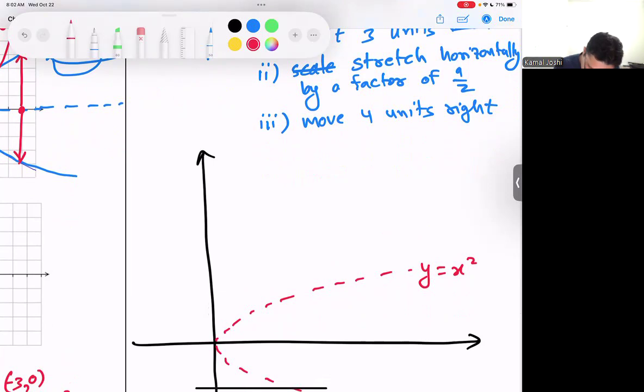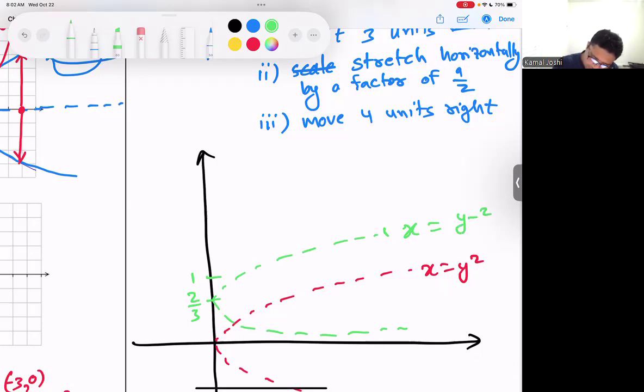So in the first step, let's say this is 2/3, and here almost would be 1. So first you moved 2/3 units up, and that graph is not y equals x square, sorry. It was x equals y square here. So this graph would be x equals y minus 2/3 squared.